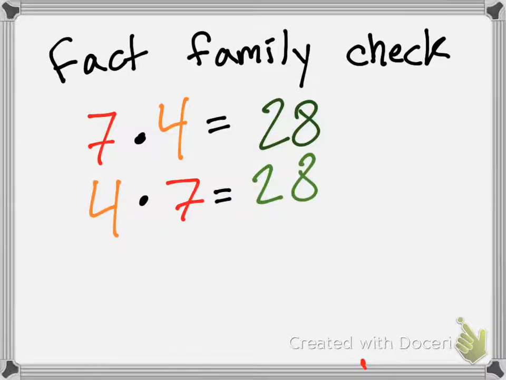Now, there's 2 more things in our fact family. Who can tell me what comes next in our fact family? Michelle. Division. We have multiplication. Our next 2 are going to be division. Same when we do fact families with addition. The other 2 are subtraction.